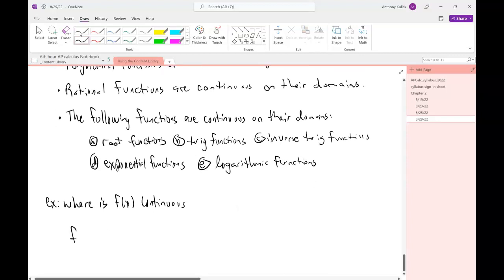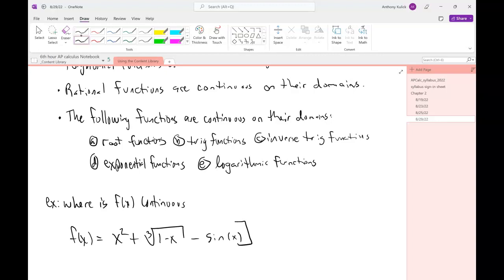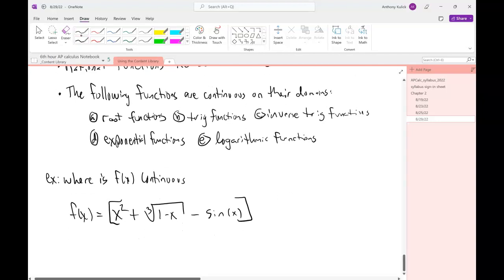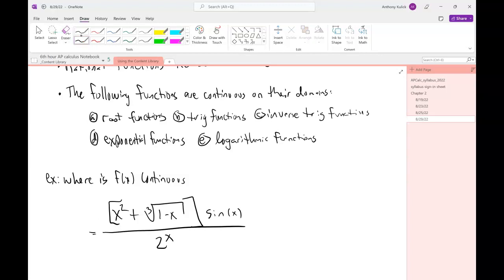So maybe we ask something like, where is f of x continuous? Let's actually do that divided by that. It's a scary looking function we just wrote down here. All right. Well, let's do it piece by piece. What's the domain for x squared? All real numbers. Why? It's a polynomial, right? Good enough.